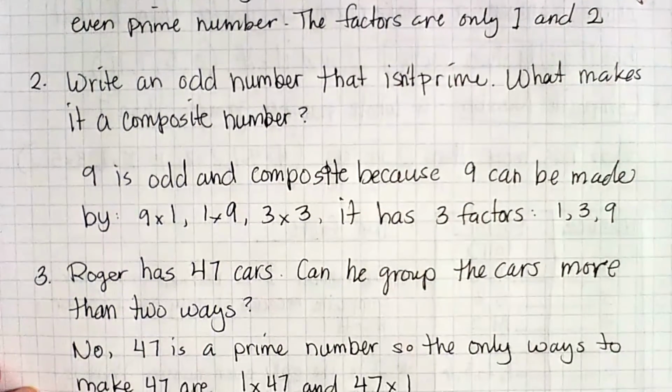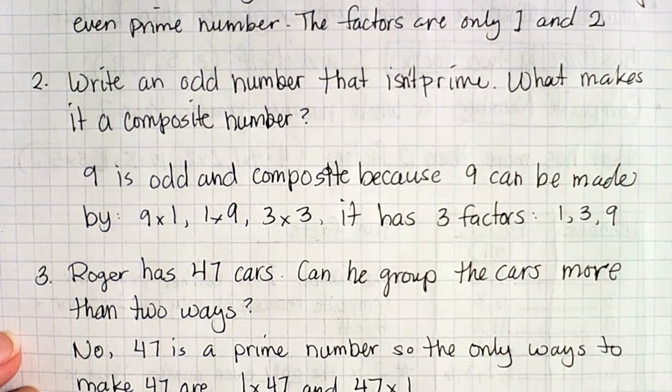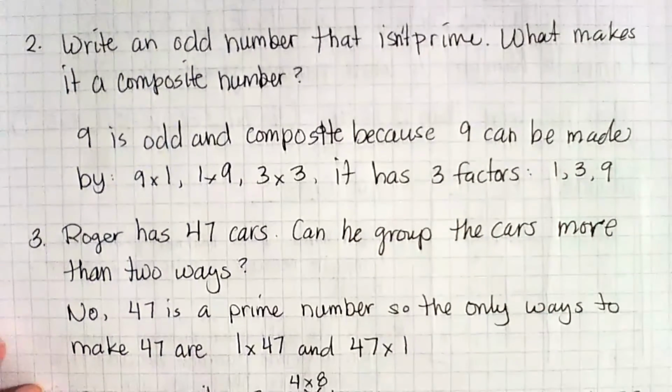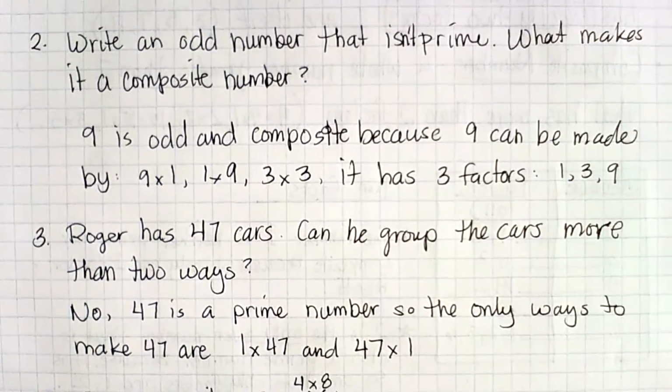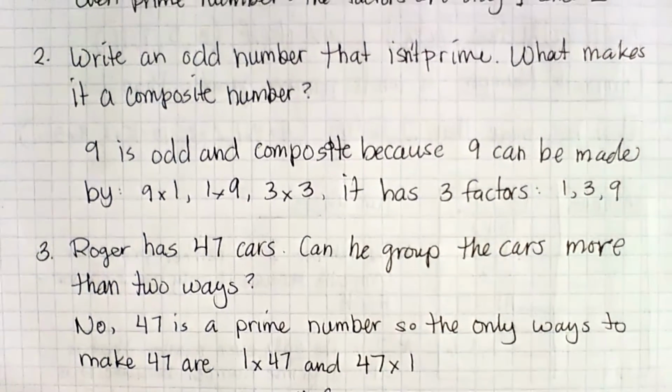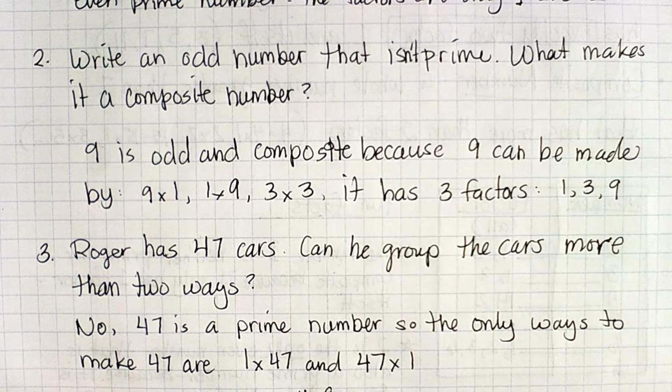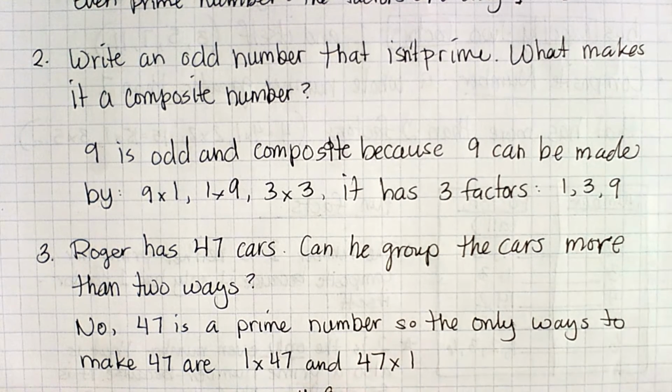Our next question says, Roger has 47 cars. Can he group the cars more than 2 ways? Now we're going to try and work out how to make 47. And the only ways to make 47 are by multiplying it by 1. So since 47 is a prime number, the only ways to make it are 1 times 47 or 47 times 1.